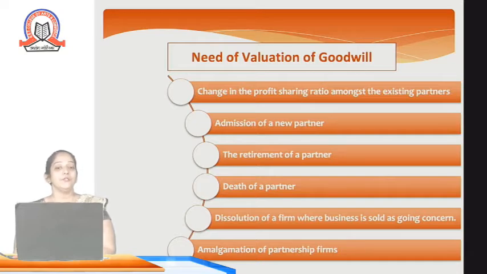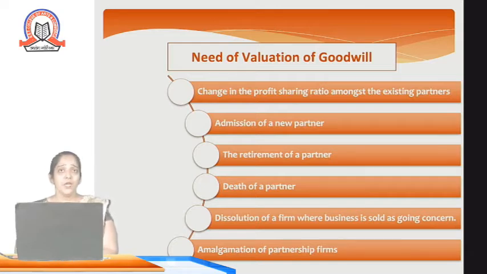Next is admission of a partner, or retirement of a partner, or death of a partner. Now in a partnership firm, if a new partner is admitted, the already existing partners will get their valuation of goodwill. We can calculate the goodwill amount and divide it among the already existing partners first, and then from the next year onwards, the goodwill will be divided among all partners in their profit sharing ratio.